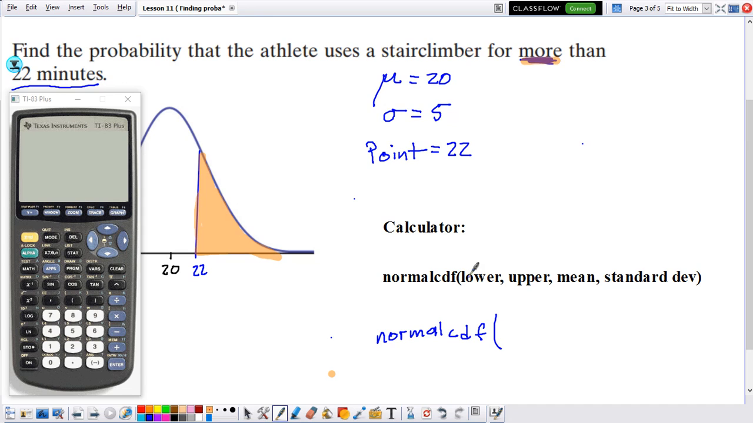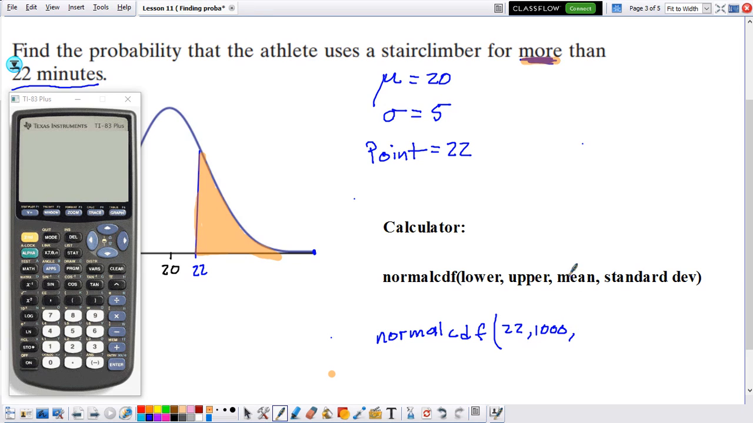Lower. What's the lower bound? Well, let's look at our picture here. This is the region that we're interested in. What is the left side of the region that we're interested in? The left side of this region is 22, so that's our lower bound. Now the upper bound is going to be somewhere right here. We don't exactly know what it is, so we're going to choose a point that is pretty far away to the right from 22. I'm going to choose 1,000.